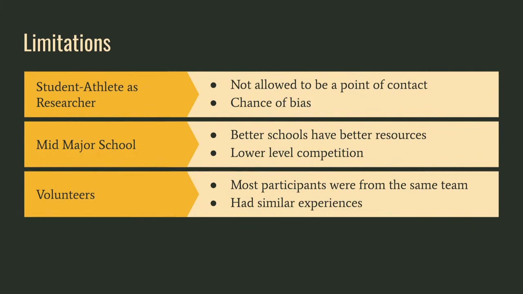So some of our limitations were, one of our group members is a student athlete herself, which means that she's not allowed to be a point of contact, as well as there's a chance of bias. The next limitation is Longwood itself is a mid-major school. Better schools have better resources, and also we have lower level competition than them. And finally, volunteers. Most participants were from the same team, and they also had similar experiences all throughout.